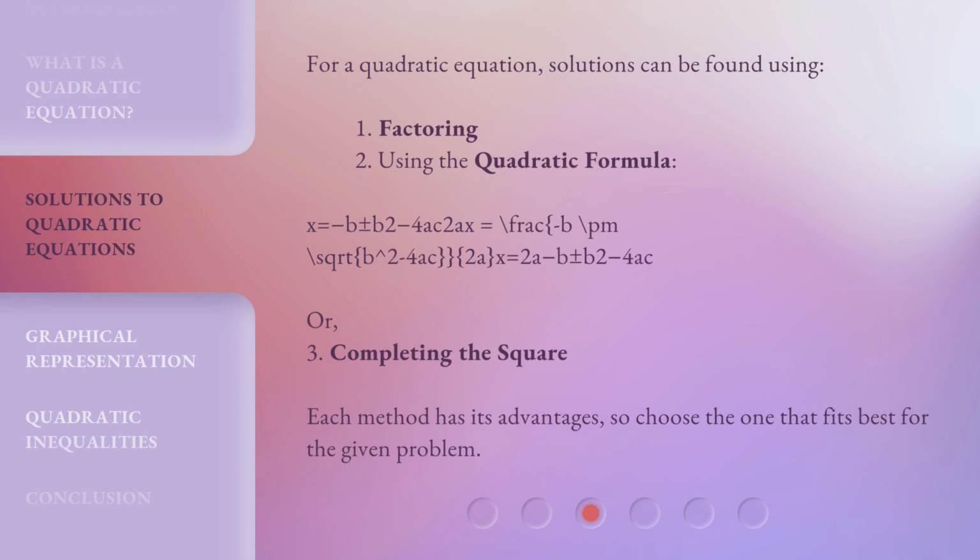For a quadratic equation, solutions can be found using 1. Factoring. 2. Using the quadratic formula, x equals negative b plus or minus the square root of b² minus 4ac, all over 2a. Or 3. Completing the square. Each method has its advantages, so choose the one that fits best for the given problem.